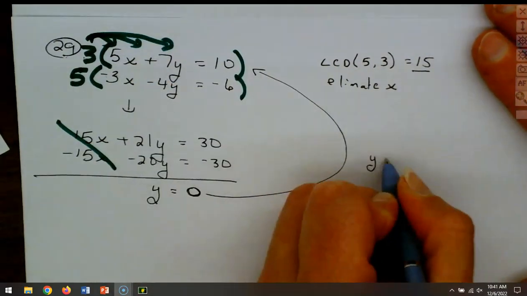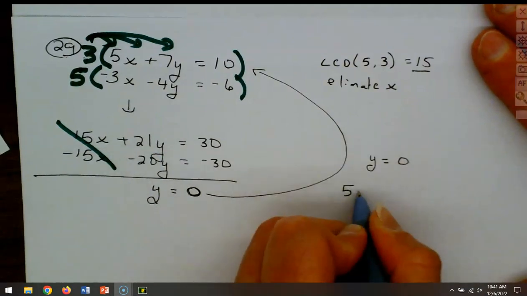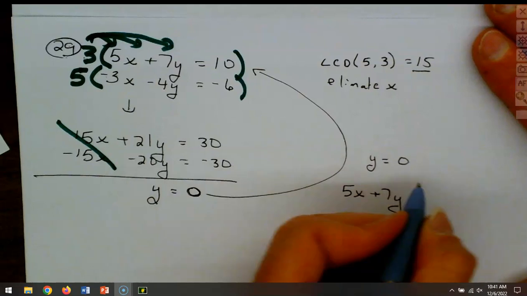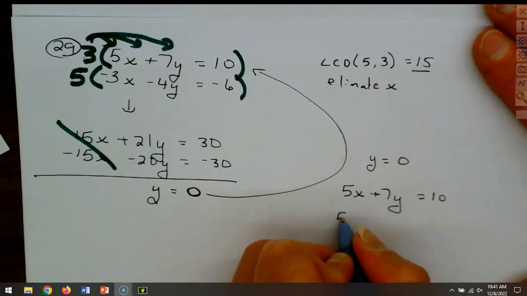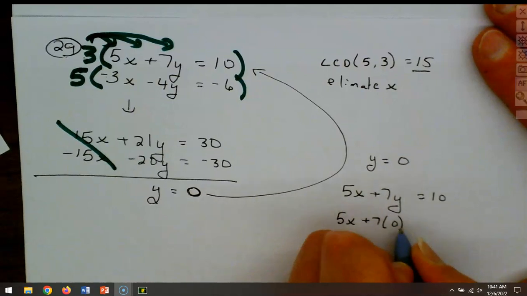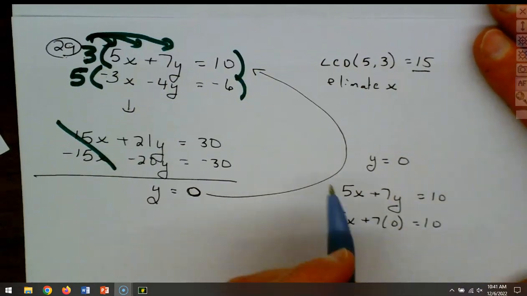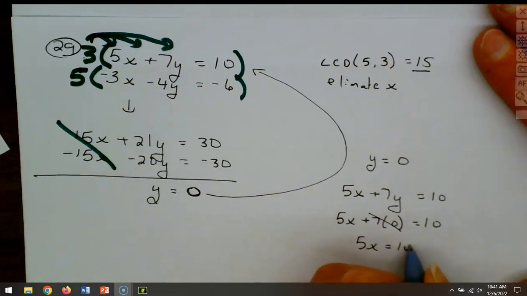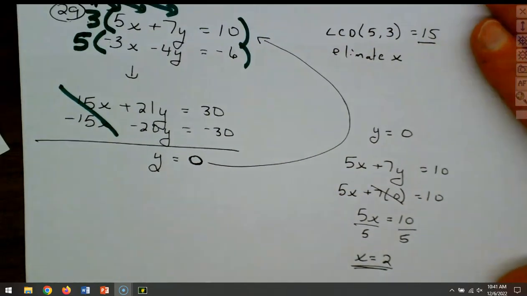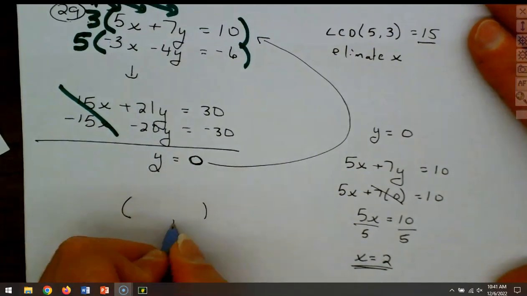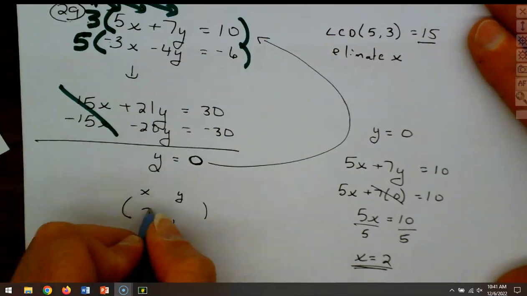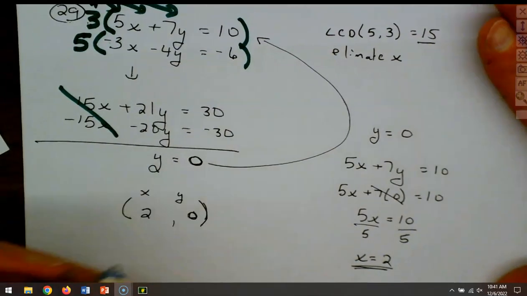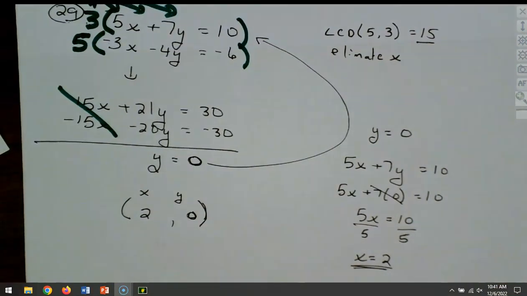So how about we plug in y equals 0 into 5x plus 7y equals 10. So plug in the 0. And that makes it really easy because 7 times 0 is what? 0. So now we've got 5x equals 10. We divide by our 5. And we've got our answer, which is x equals now what? 2. So as an ordered pair, what would this look like? 2, 0.